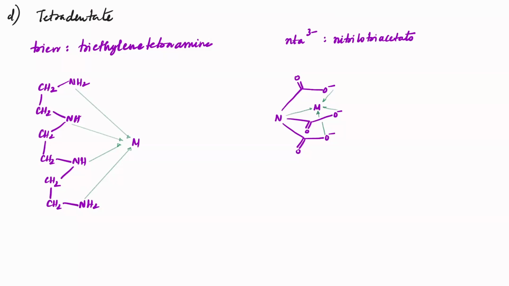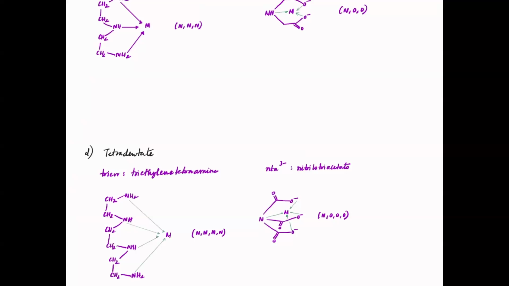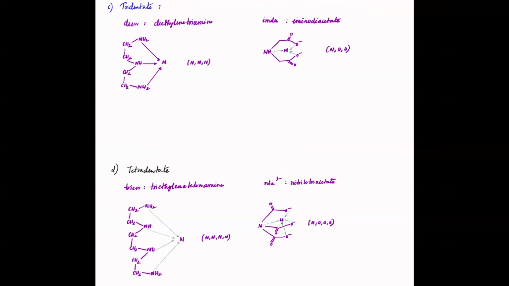So in the first case here, when you have trien, all four donor sites are nitrogen. Here one is nitrogen, the other three are oxygens. This is NTA 3 minus. Got it? So this is tetradentates. Okay. So please check what is tridentate and tetradentates.